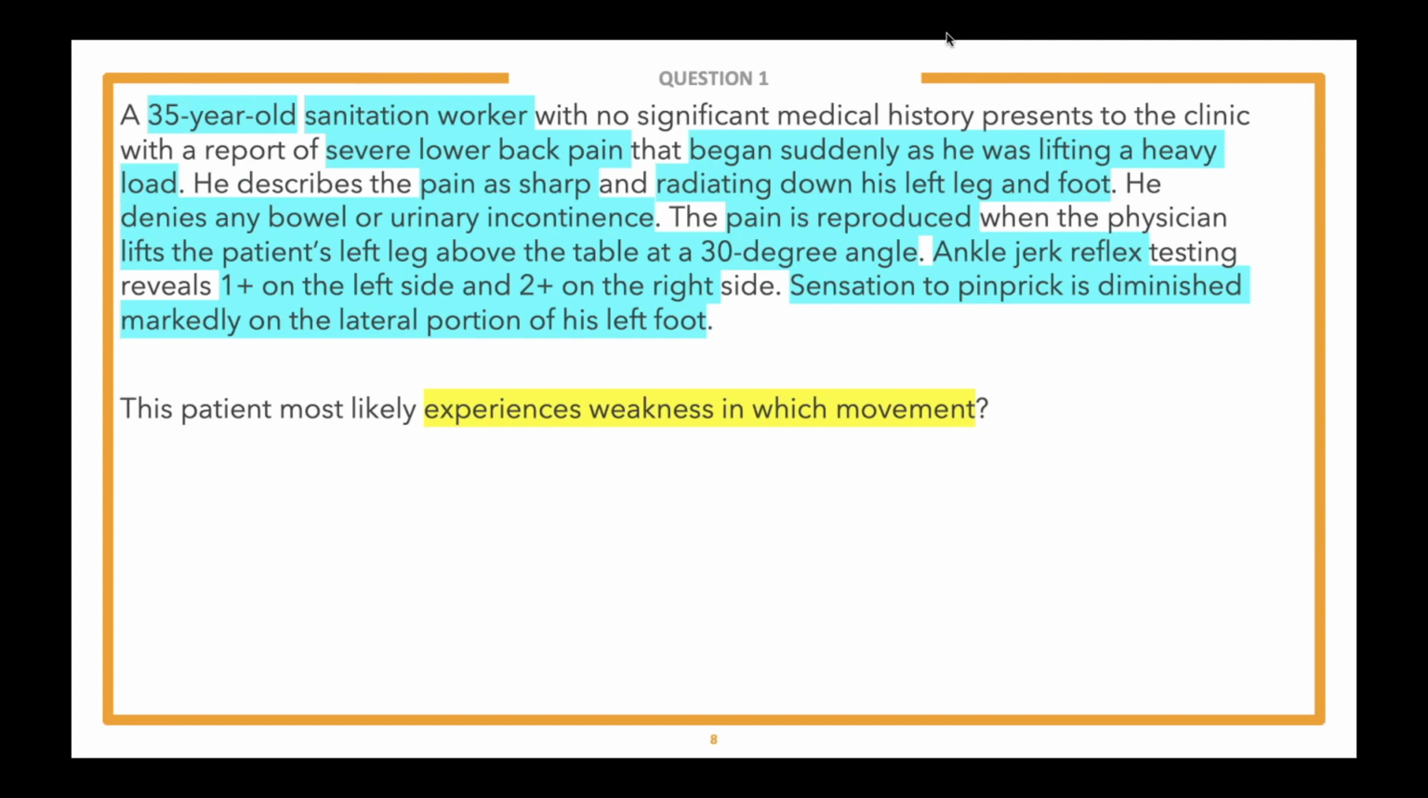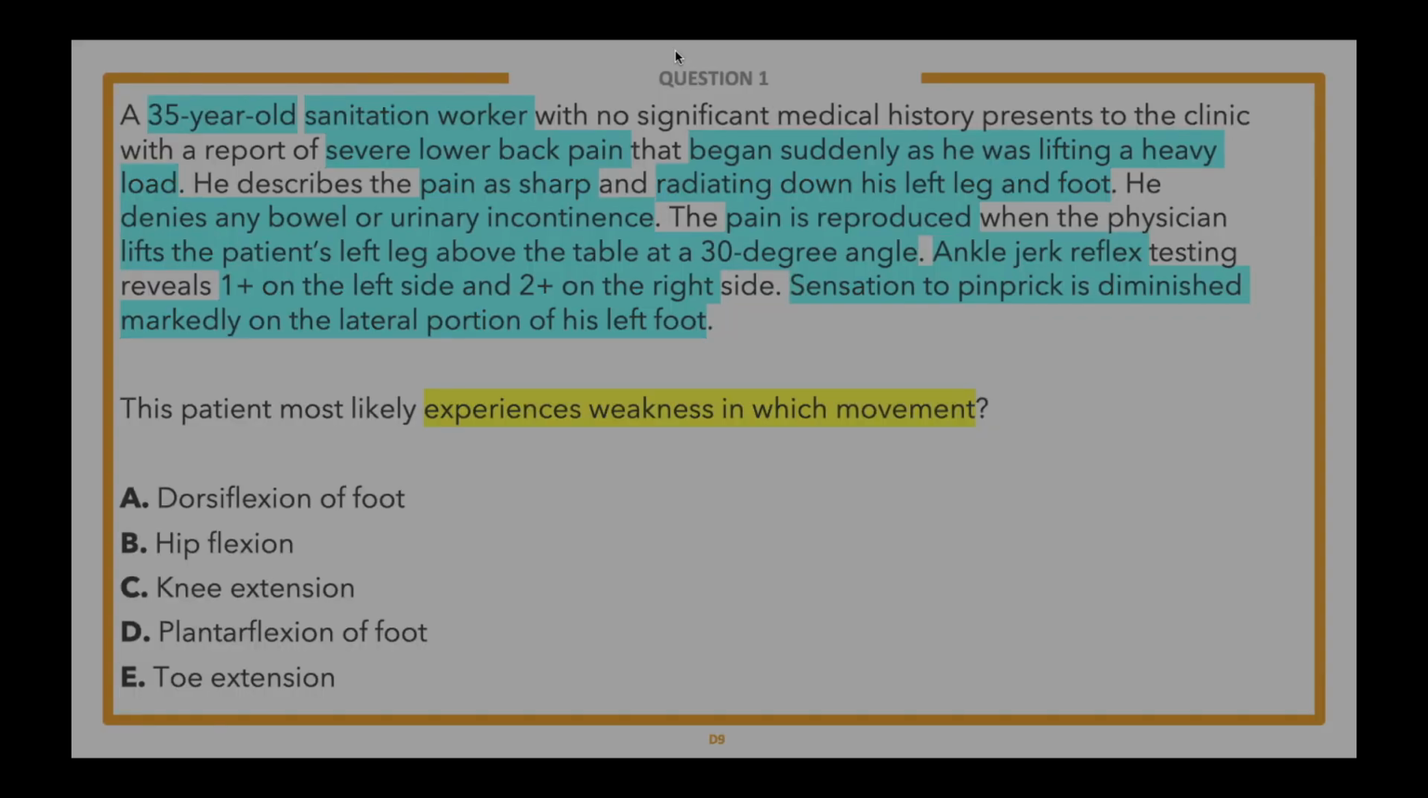So how many steps is this question? Well, I think at least 2. I think for step 1, we need to figure out what's going on with this patient, where's the issue going on here, what's the diagnosis, and then based off that, what else could this patient have issue with? So probably a 2-step question here, but let's take a look at those answer choices.